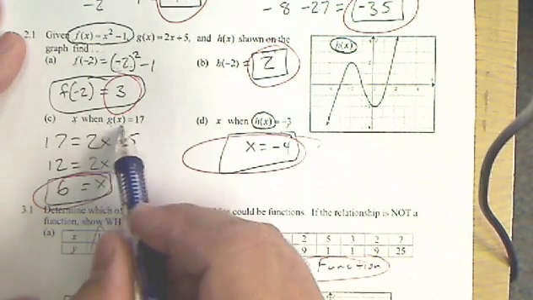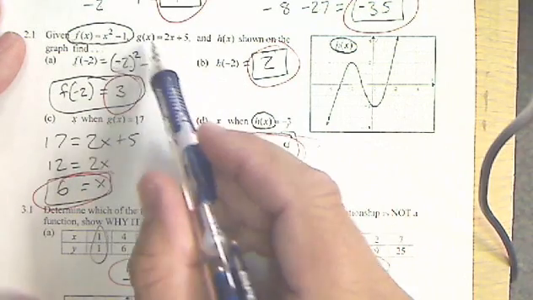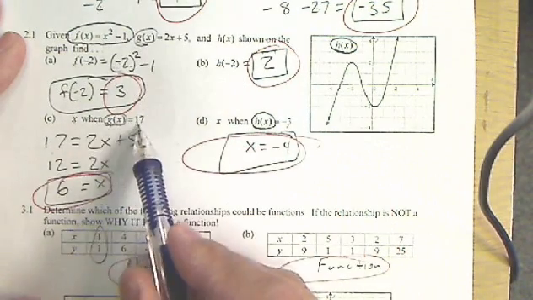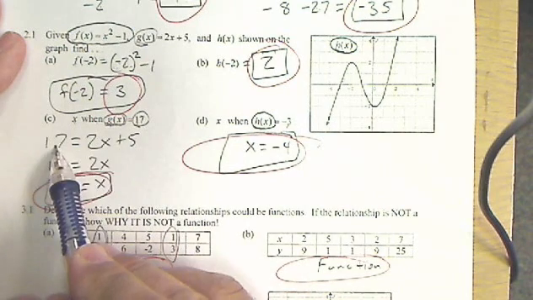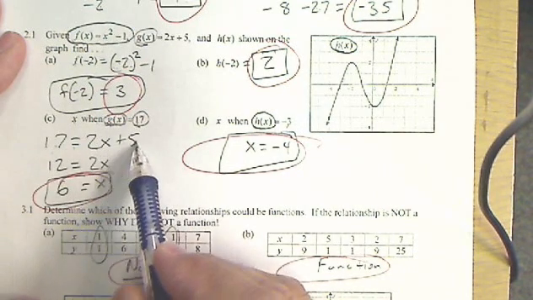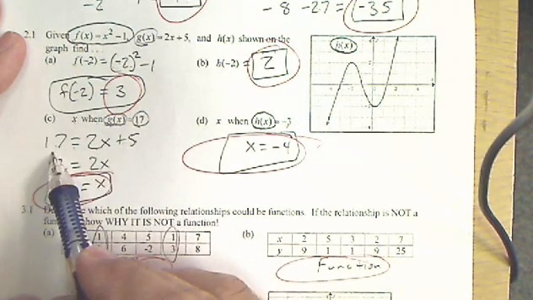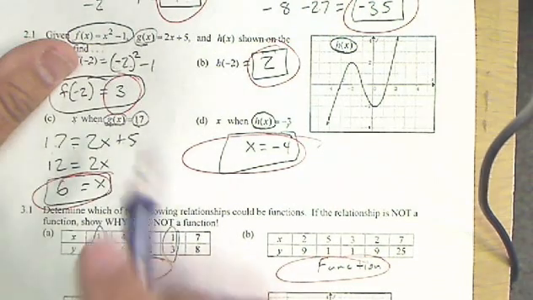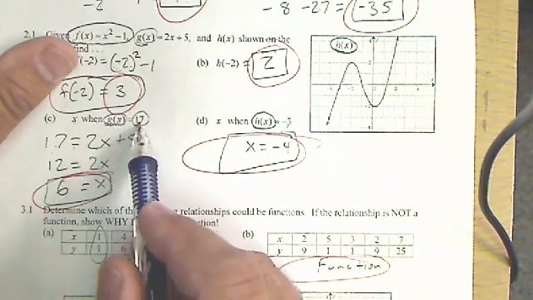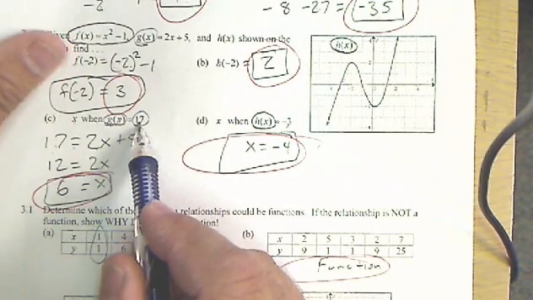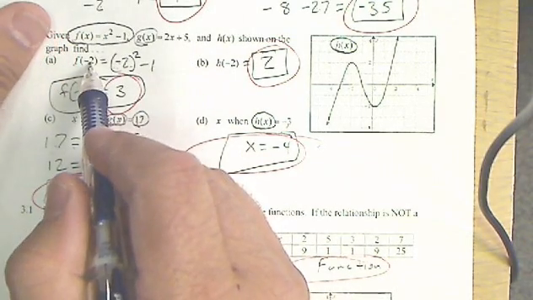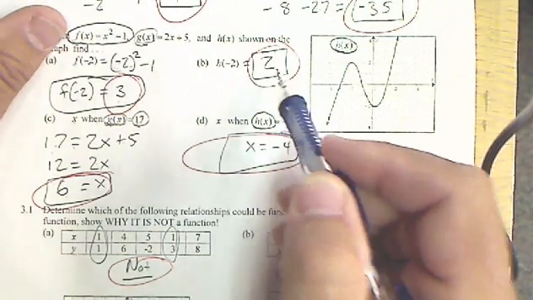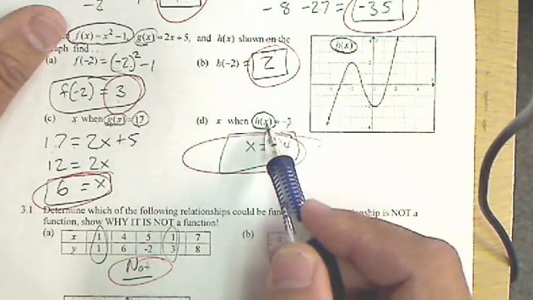Find x when g of x is 17. 17 for my g of x. So g of x is 17. So 17 is g of x equals 2x plus 5. Subtract the 5 from both sides and divide by 2, and that's how I got the 6. So it's asking me, what's the input that gives me a 17 as an output? Here's the input, find the output. Here's the output, find the input.